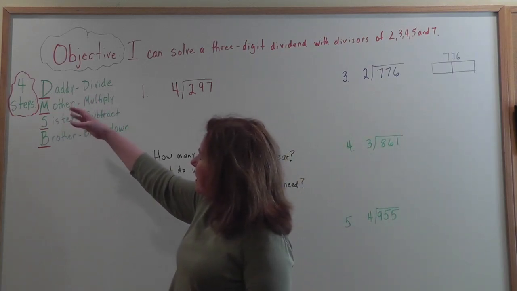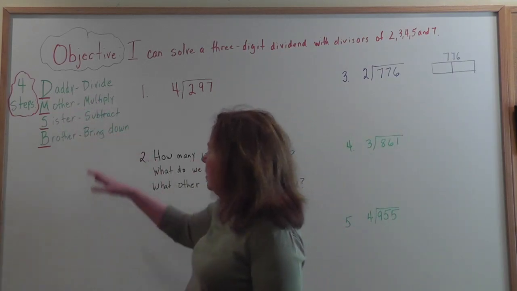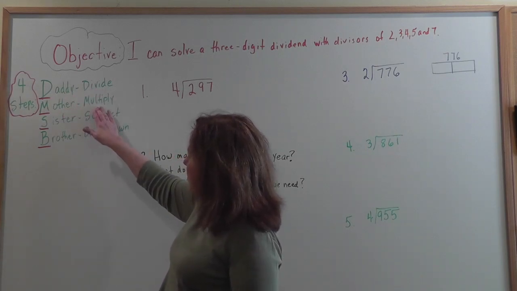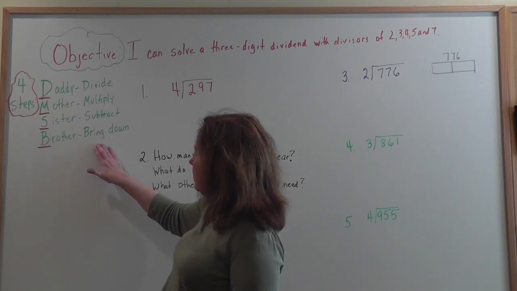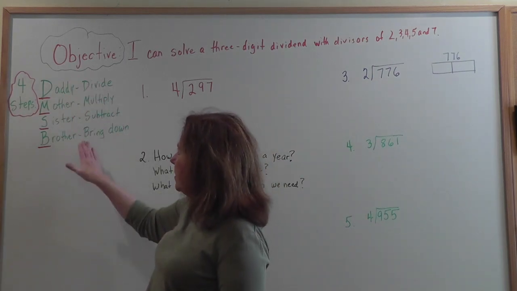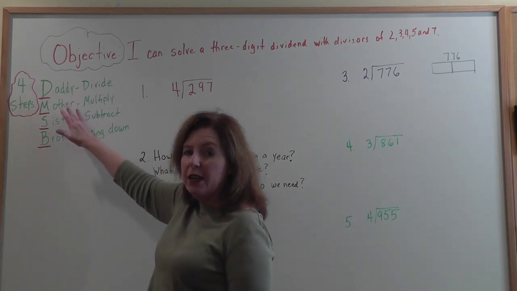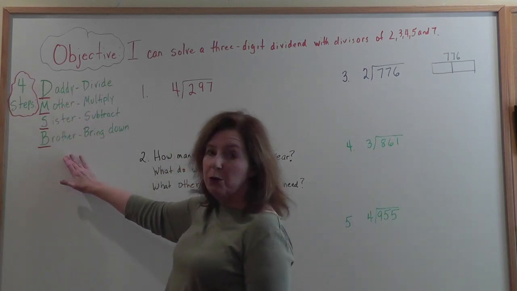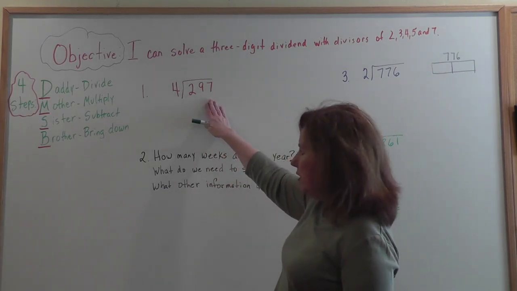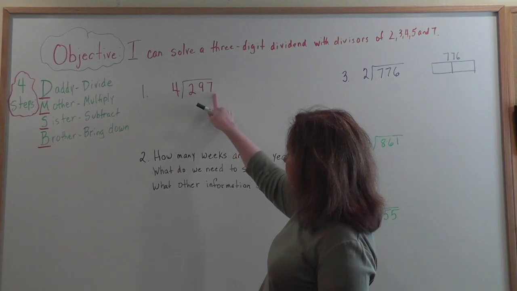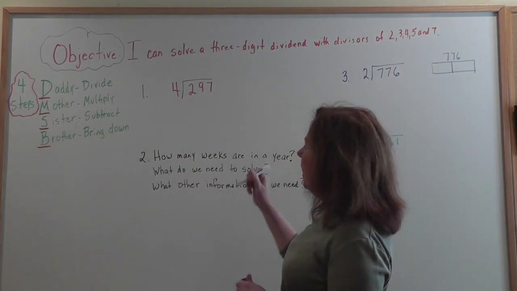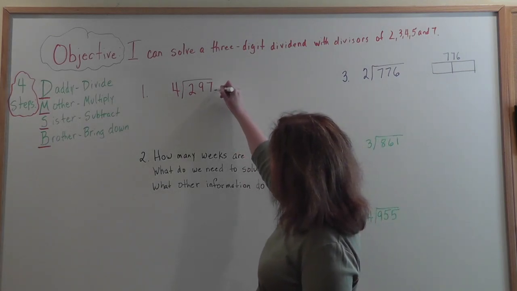There are 4 steps in division. The first step is to divide. The next is multiply, subtract, bring down. Now, another good way of remembering these 4 steps is daddy, mother, sister, and brother. Okay, so I have this division problem. 297 divided by 4. Okay, now this number right here is called the dividend.